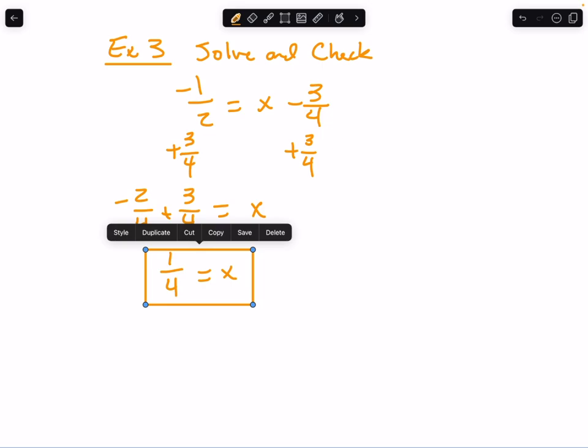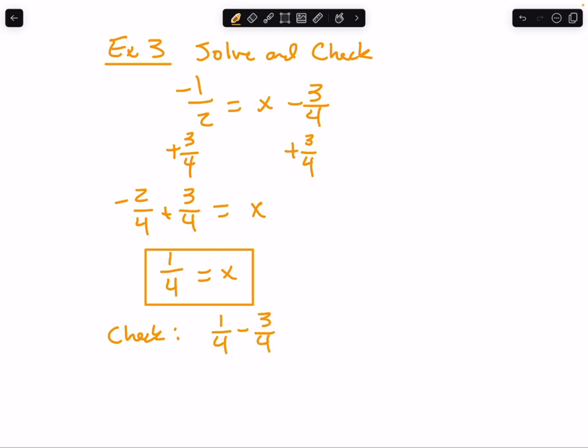We can check that by taking 1/4 and subtracting 3/4 as we see on the right-hand side. And 1/4 minus 3/4 is negative 2/4, which is the same as negative 1/2, which is what we started with. So x equals 1/4 is the solution to the equation.